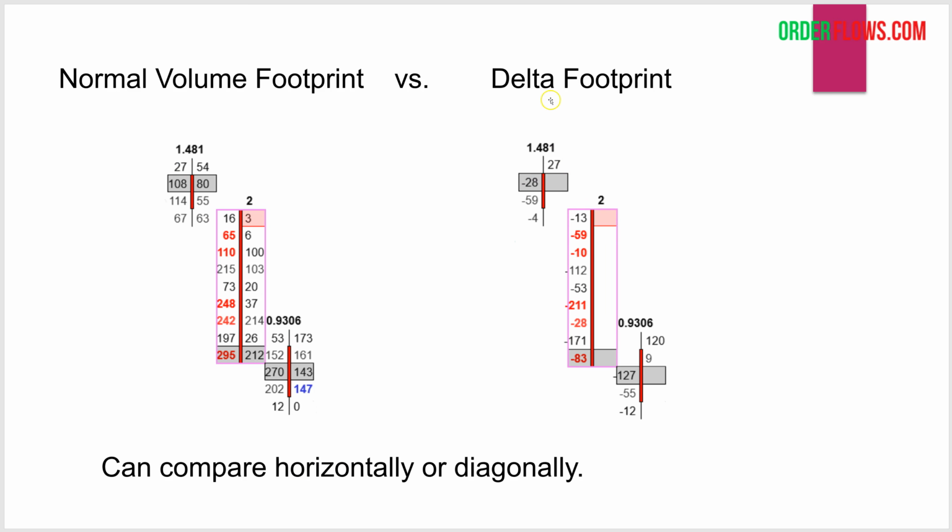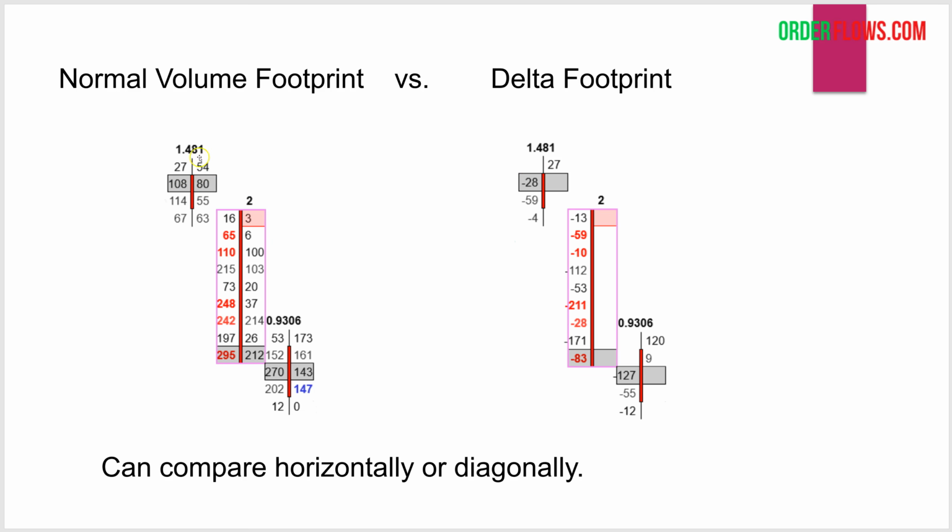On the right hand side, you see the delta footprint. Take a look at the first bar, 27 on the top right hand side. How do you come up with 27? On the normal volume footprint chart, at that price level, 27 lots traded on the bid and 54 traded on the offer. So you're left with 27.